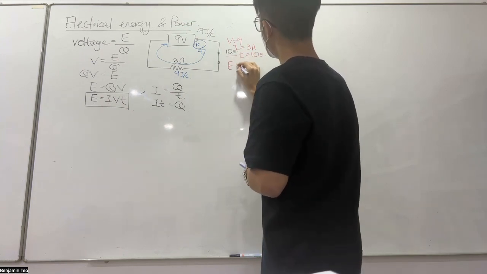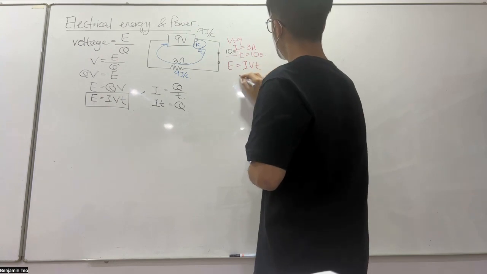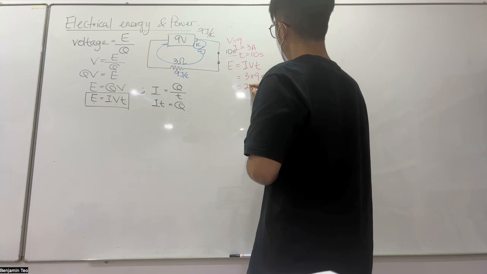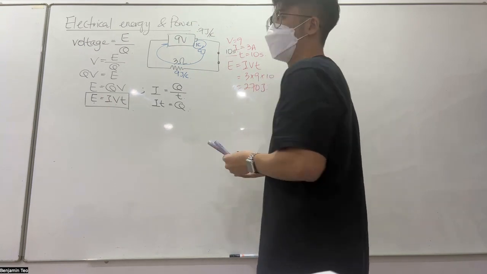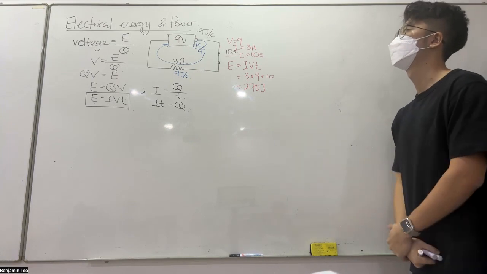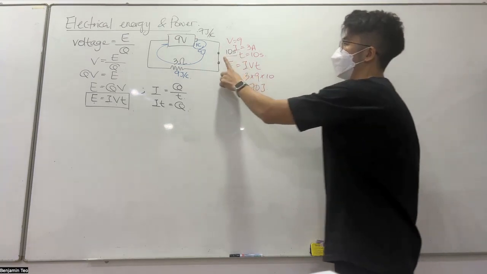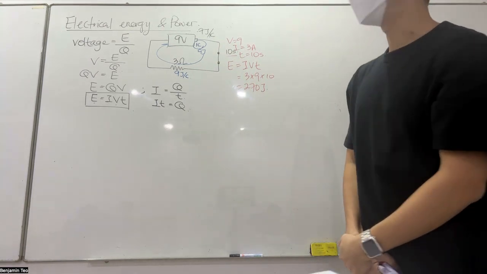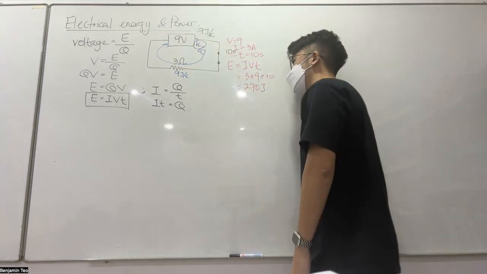Okay, so E equals IVT, which is 270 joule. If I close the switch for just 10 seconds, then open, the battery will supply a total of 270 joule.